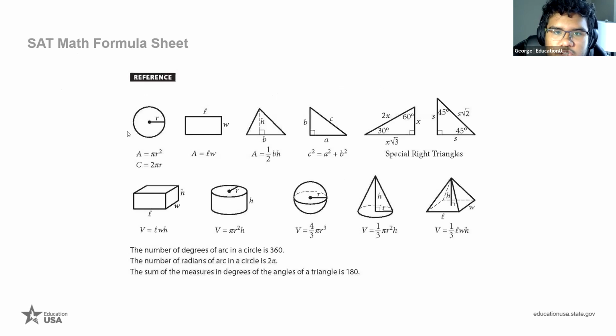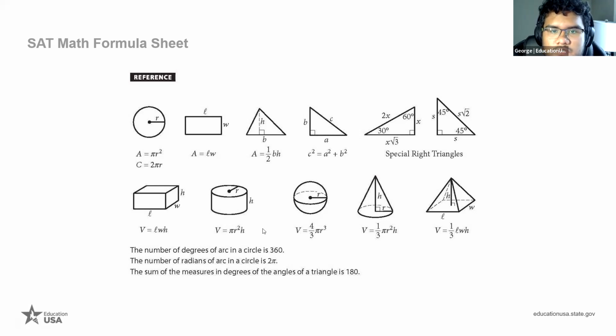As you can see, it includes references to formulas for the area and circumference of a circle, area of rectangles, various triangles, as well as the volume for various shapes such as the rectangular prism, the cylinder, the sphere, and cones. And it also has some extra information down here about the number of degrees that are in a circle and radians. Radians is another unit of angle measure, which is most commonly used in the study of trigonometry.